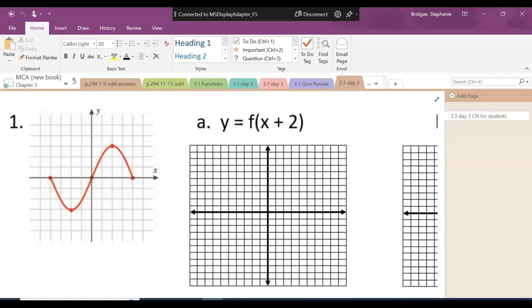Did it go up? Did it go down? Did it go left? Did it go right? Is it flipped on the x-axis? Is it flipped on the y-axis? And then we're just going to move those points accordingly and do the graph.